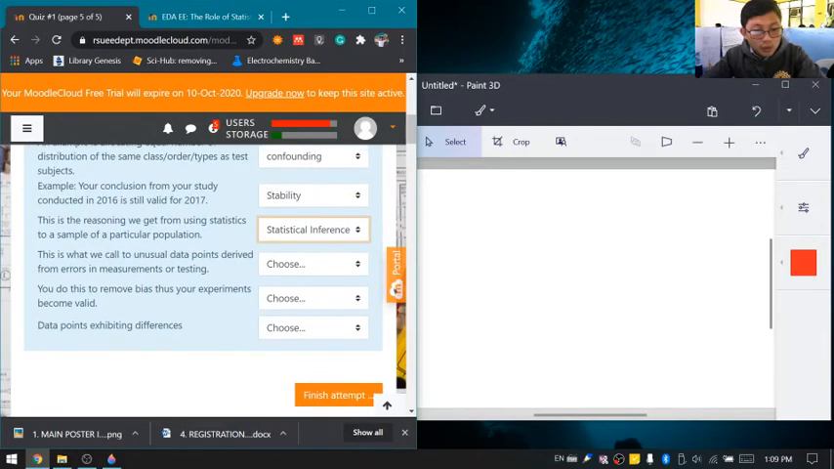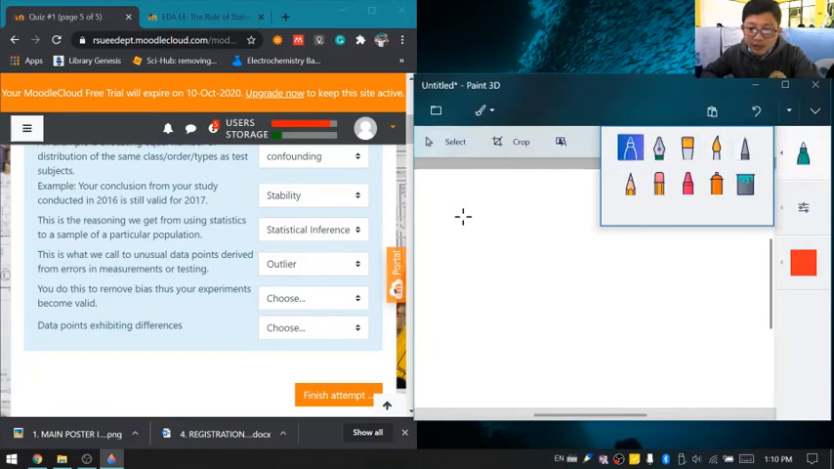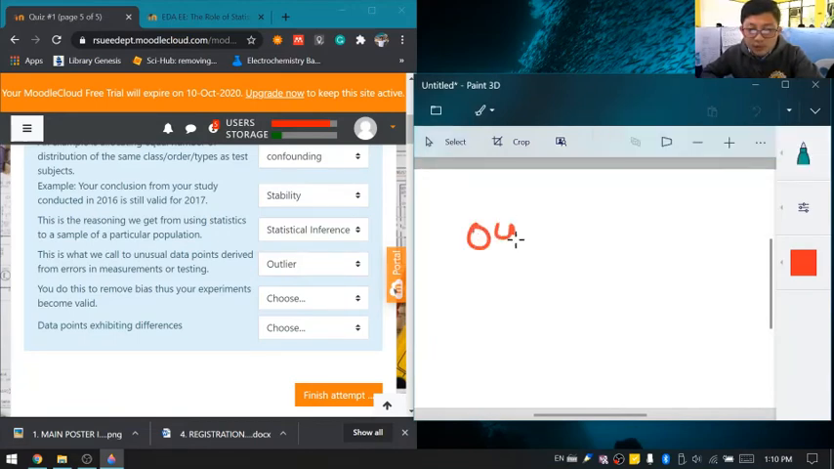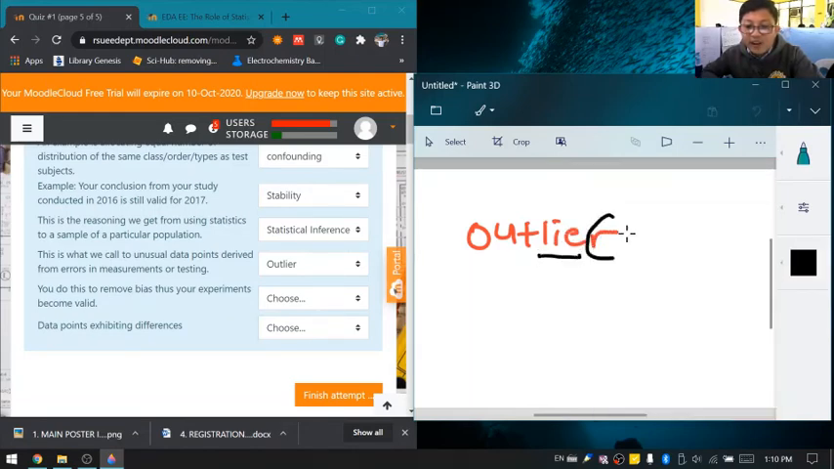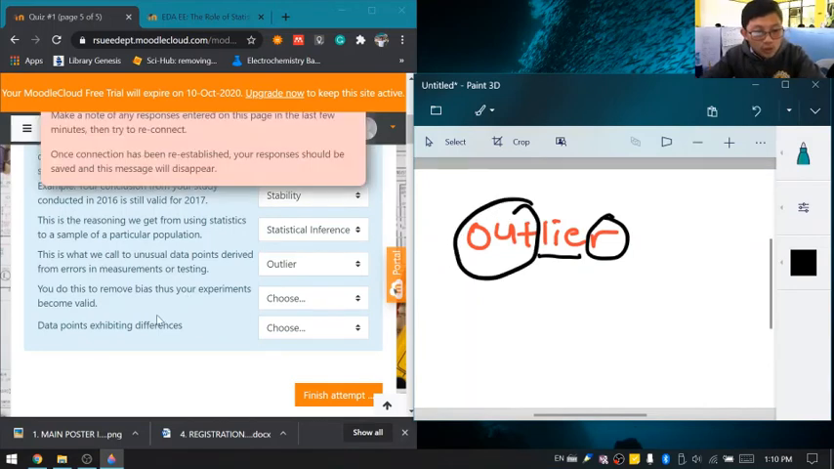So this is what we call an unusual data point. So unusual data points are yung mga weird. So nasa book ito, andun sa PDF. So these are actually outliers. Okay, from the word itself, no? Napansin niyo, di ba? The word lie, and then out. Okay, so ganun, outlier.